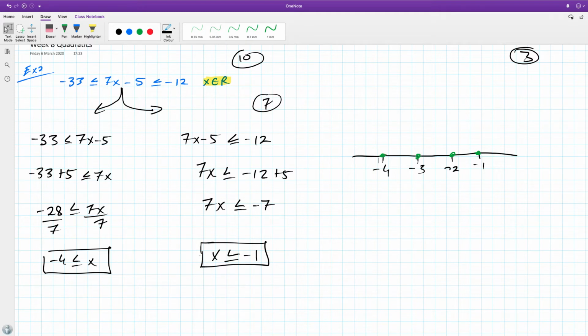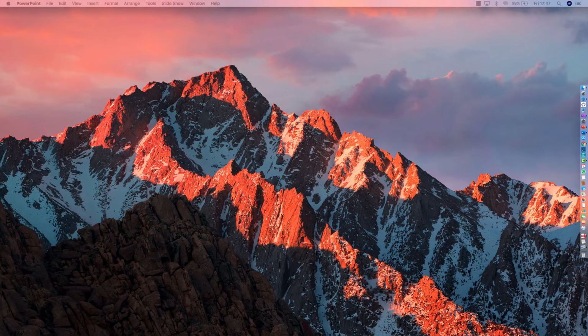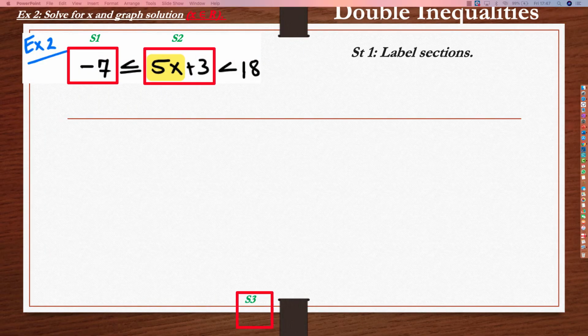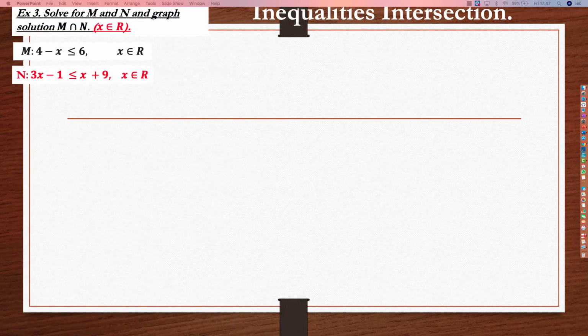Very important. Right, there is another way they can ask this question, which is a small bit more wordy, and I want us to have a go at it now. Another type of double inequality is when it comes up like the following. Solve for N and N and graph the solution N intersection N, where x is in R. They have 4 minus x is less than or equal to 6. N is 3x minus 1 less than or equal to x plus 9, where both of them are x in R. What do you reckon you want us to do here?